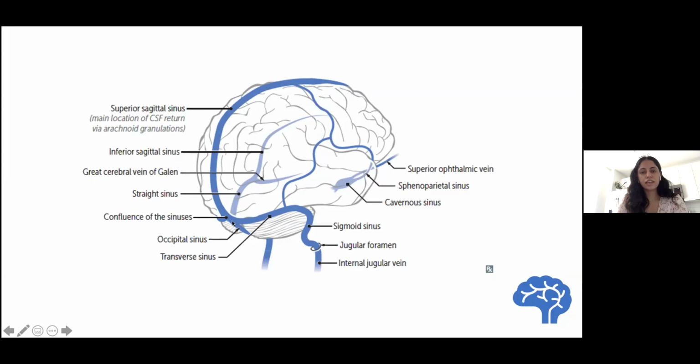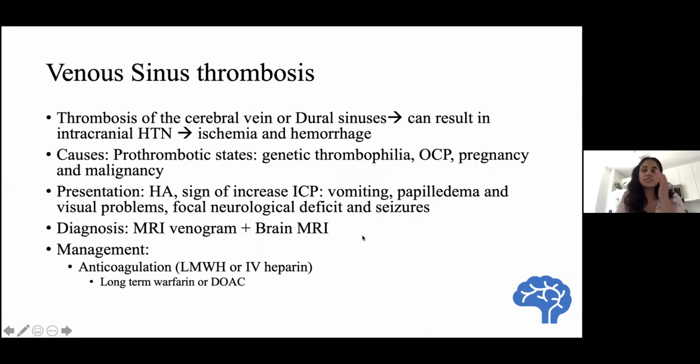You have the confluence right here, transverse sigmoid, and then it kind of goes into your internal jugular vein. So venous sinus thrombosis: you have thrombosis of the cerebral veins or the dural sinus itself, and it can result in increased intracranial hypertension, which predisposes you to ischemia and hemorrhage.